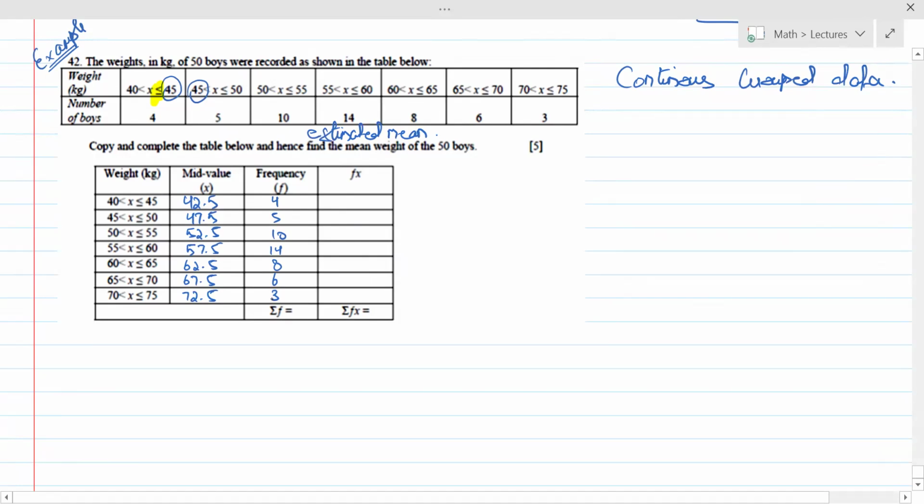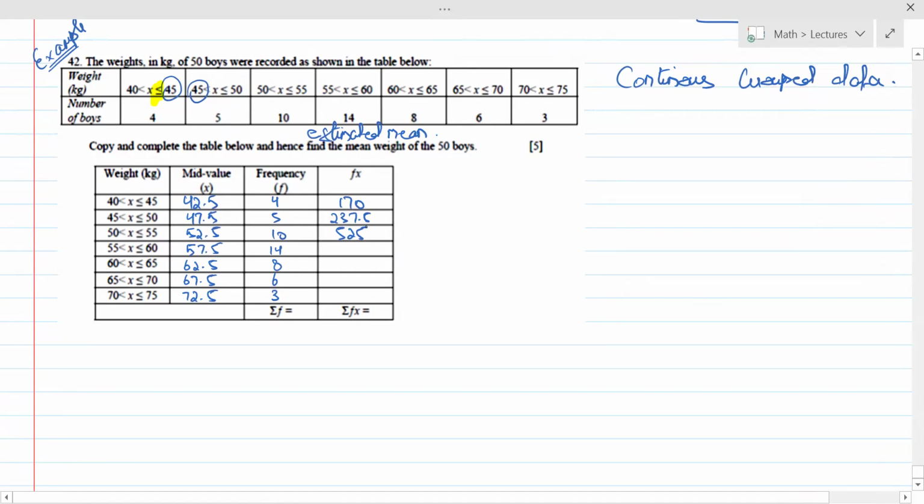Now we have to find this fx. Fx means we keep on multiplying the values of x and the frequencies. So 42.5 into 4 gives us 170. 47.5 into 5 gives us 237.5. 52.5 into 10 gives us 525.